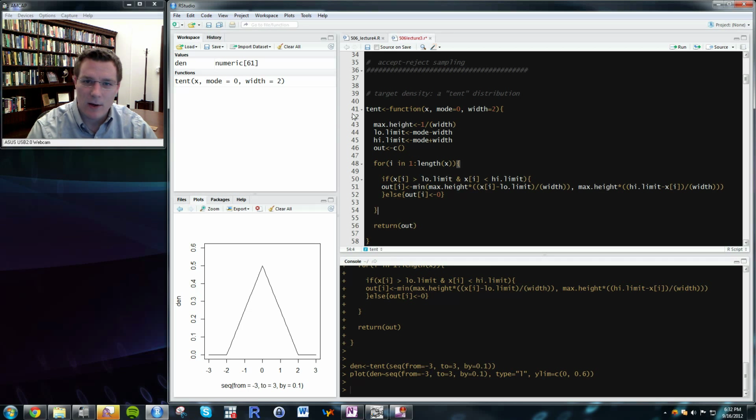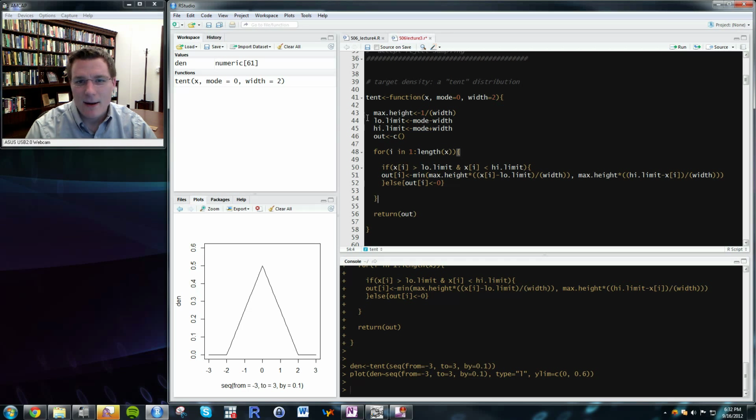All I'm doing here is just creating a function called tent that returns the density of the distribution. And I gave it 3 parameters: the point at which we're evaluating the density, where my mode is, where the center is, and how wide I wanted that density to be. And this width is actually a half width. It's the distance from the mode to the edge. So from then on, the program does the rest.